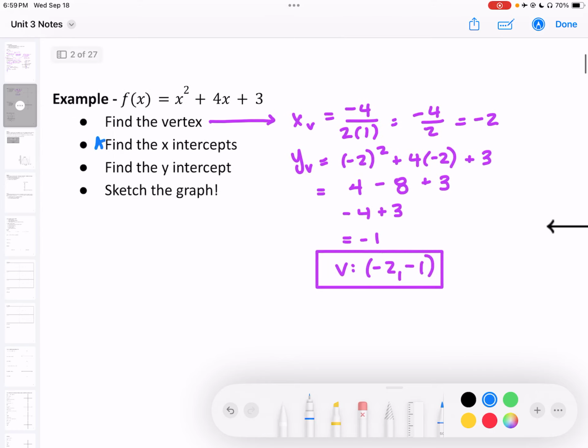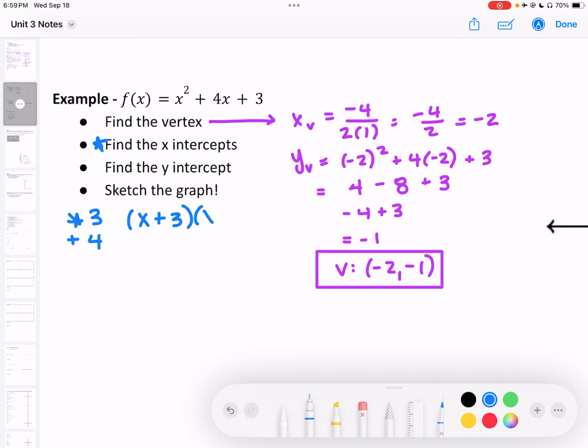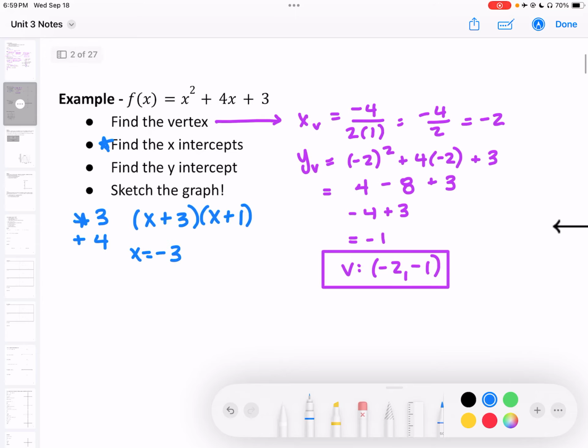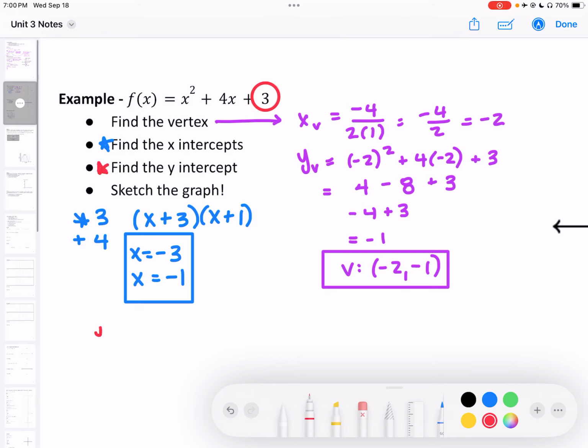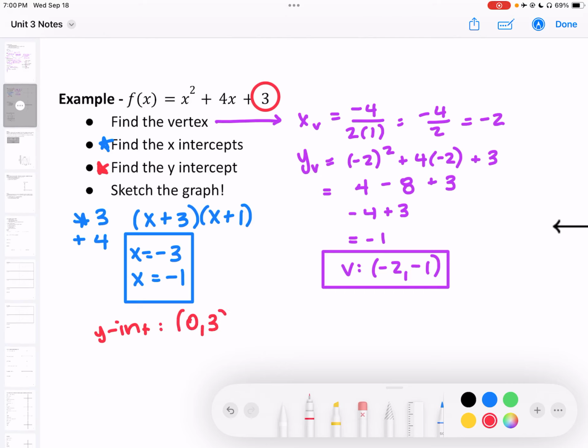Then we'll find the x-intercepts. I'll do that in blue. I want to multiply to 3 and add to 4. So that tells me I'm going to use 3 and 1. So my first x-intercept is negative 3, and my second one will be negative 1. That was a quick one. My y-intercept is going to be a 3, right? It's the number without any variables.